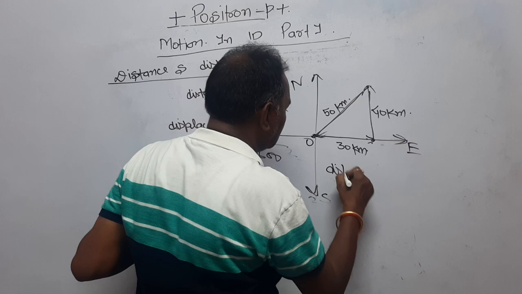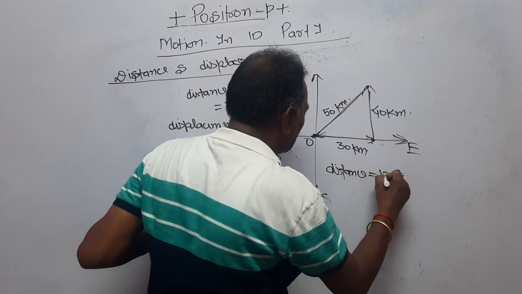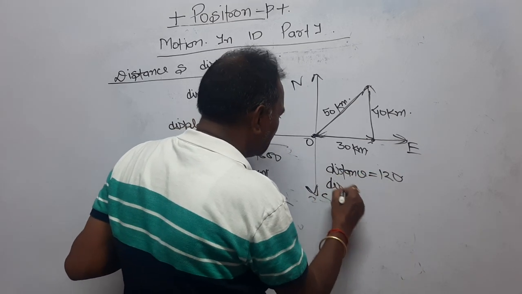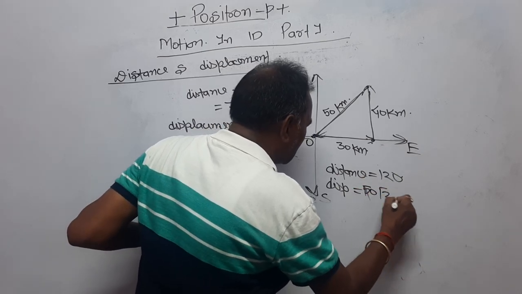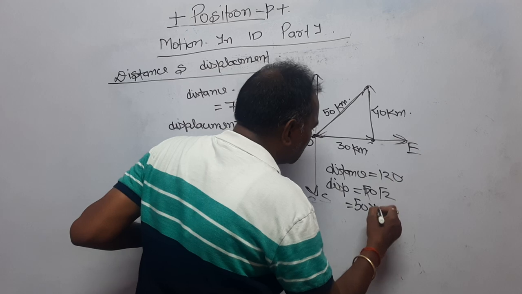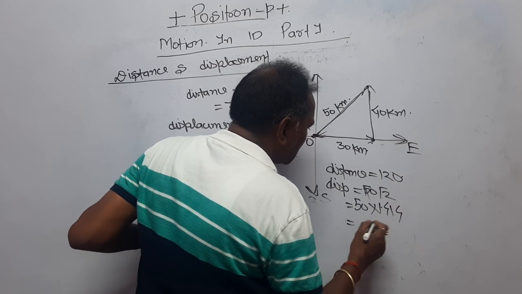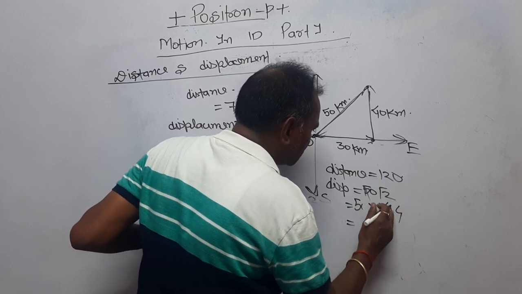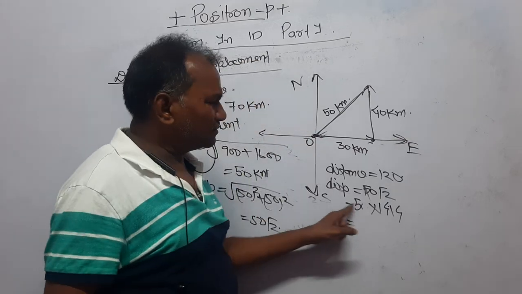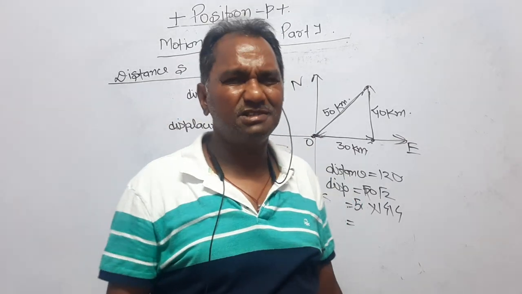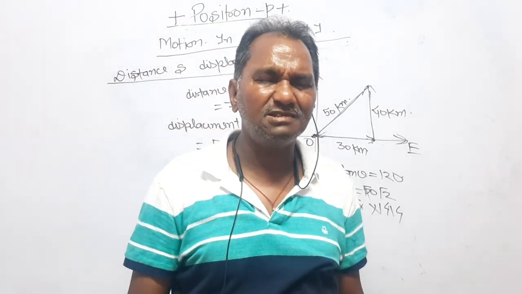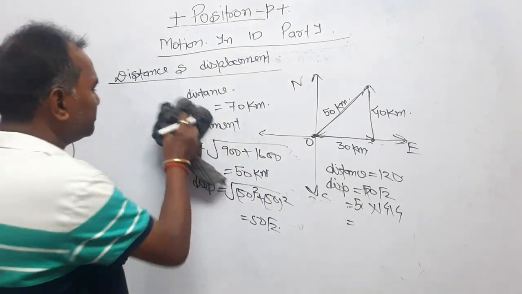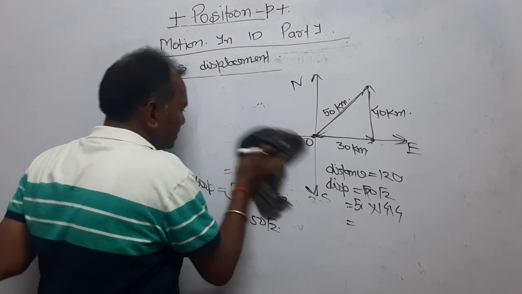So distance will be 120, and displacement is 50 root 2. If you replace the value of root 2 as 1.414 and solve, this is 70.7. The interesting fact is that in all the cases, there is an important conclusion that you get here.